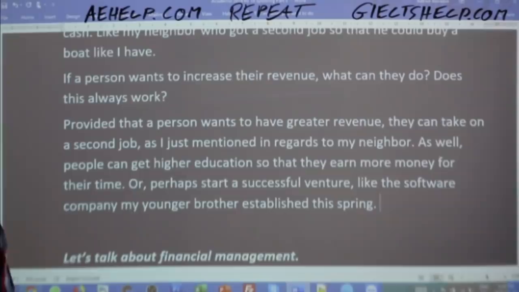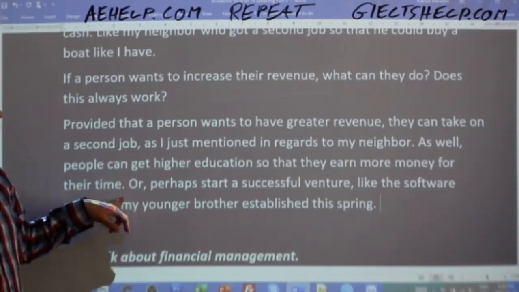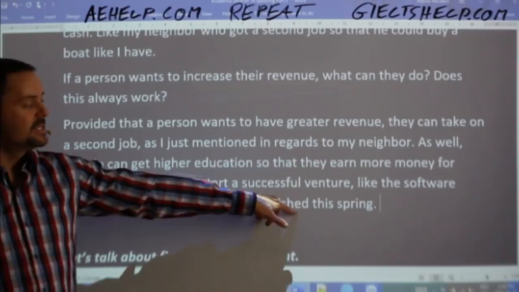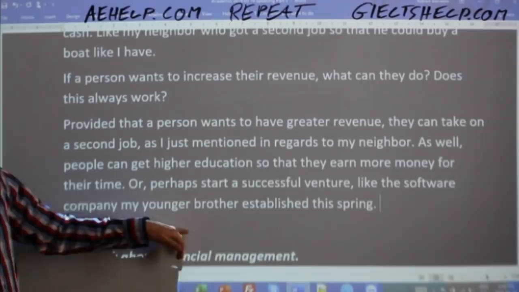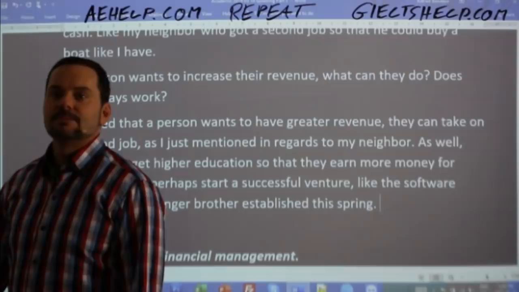I think it was Nimish. As well, people can get higher education so that they earn more money for their time, or perhaps start a successful venture. Venture is a nice way to paraphrase business if you don't want to use the word business over and over again. Like the software company my younger brother established this spring. All right, students. Some really good work, really good work.